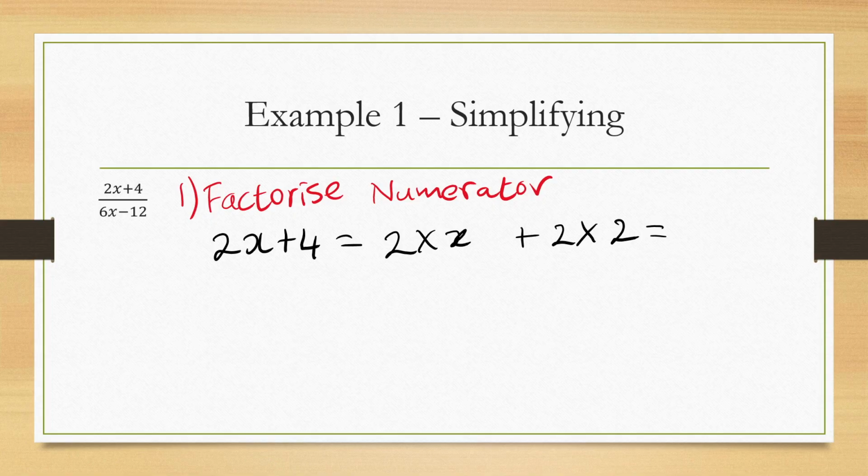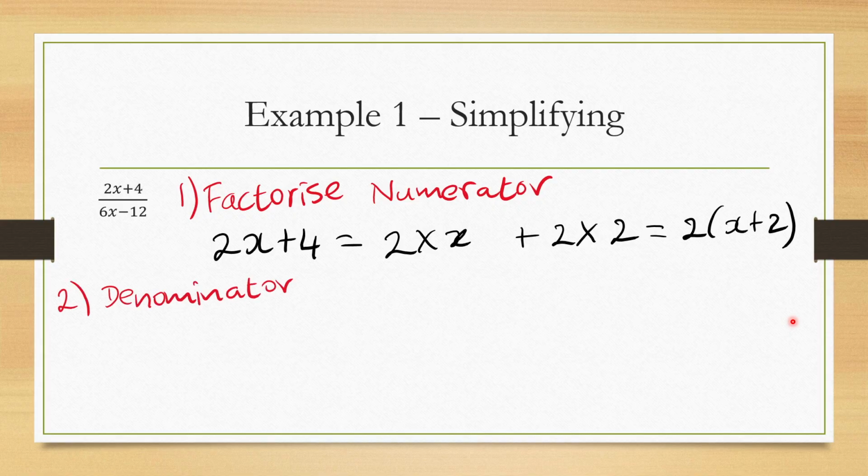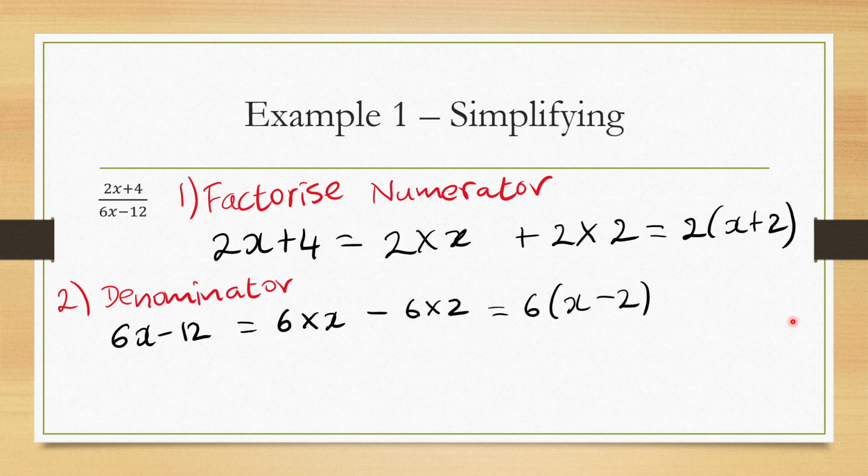And as you can see, 2 is a common factor, so you take out the 2 and put the rest in brackets. Now you do the same for the denominator. So this is 6x minus 12. When we break it down, it becomes 6 multiplied by x and then minus 6 multiplied by 2. As you can see here, the 6 is a common factor, so we take out the 6.